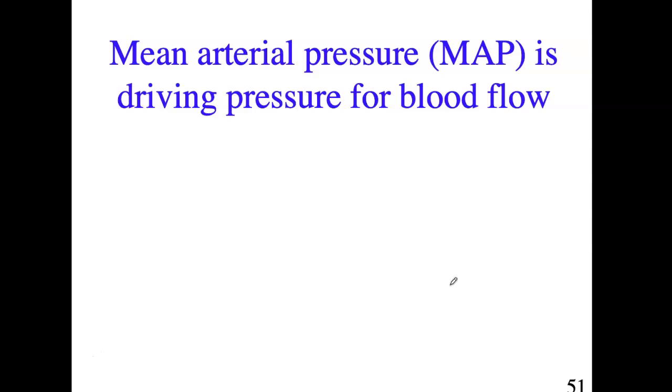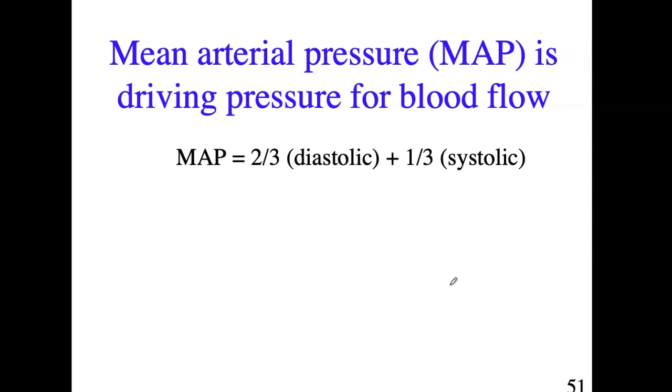So let's look at what mean arterial pressure is. I talked about that when I showed you that previous graph. Mean arterial pressure is the driving pressure for flow, right? If you have a high mean arterial pressure, it's going to flow. There's going to be greater flow or less flow depending on that pressure. How do you calculate that?